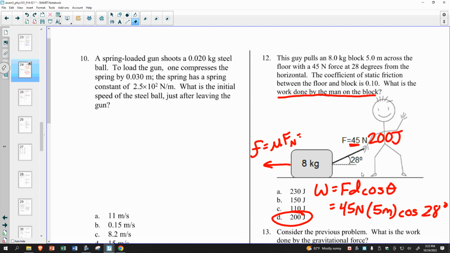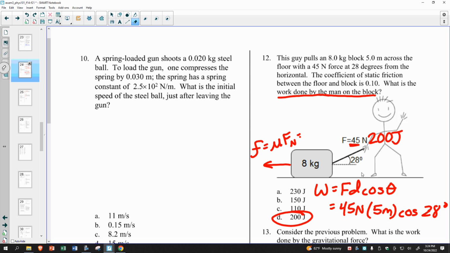What about the friction? You don't worry about the friction, because it's not asking what is the total work done on the block. It's asking what is the work done by the man on the block. Not the total work, in which case you would have to consider the friction. It gets to be a fairly complicated question because you have to figure out the normal force. The normal force is equal to the weight minus the y component of that 45 newton force. We did a question like that back in chapter 4, where if I'm pulling up on the block, then the normal force is less than the weight. But in this case, it's not a complicated problem. It's just the work done by the man on the block, which is 45 times 5 times cosine of 28.